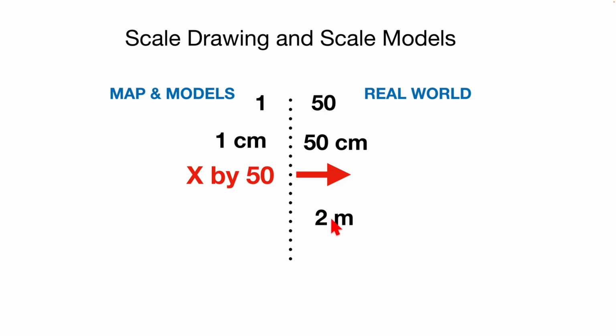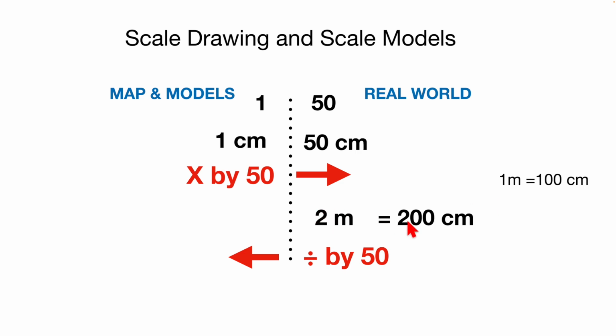Well, we're going to divide by 50, so we better get this 2 into something more easy to manage. We remember that 1 metre equals 100 centimetres. So 2 metres times 100 is 200 centimetres. And now we divide 200 by 50, and we get 4 centimetres. So going this way, we're multiplying every distance by 50, because that's the scale, 1 to 50. And coming this way, we're dividing by 50, because that's the scale.